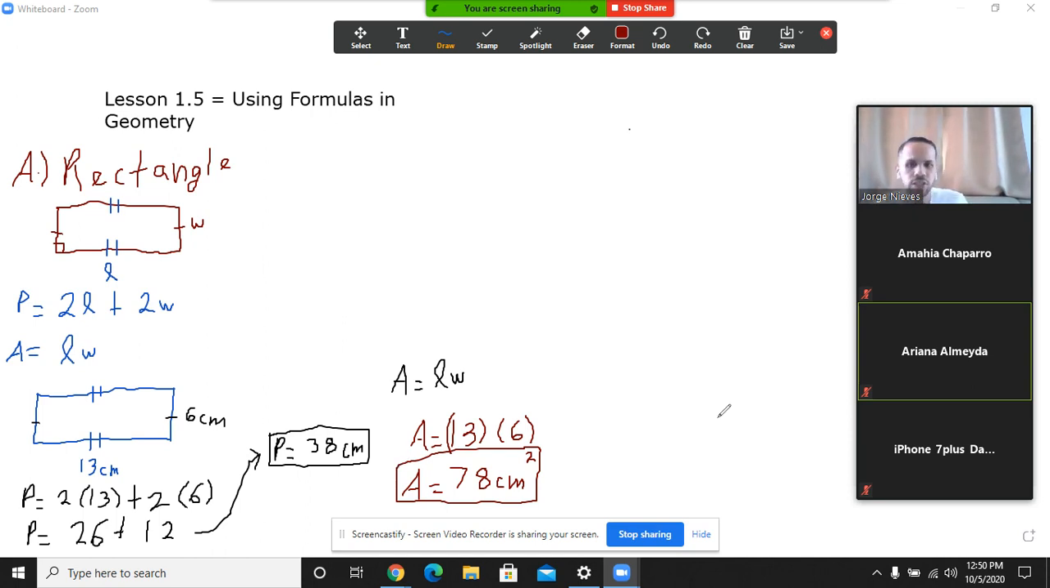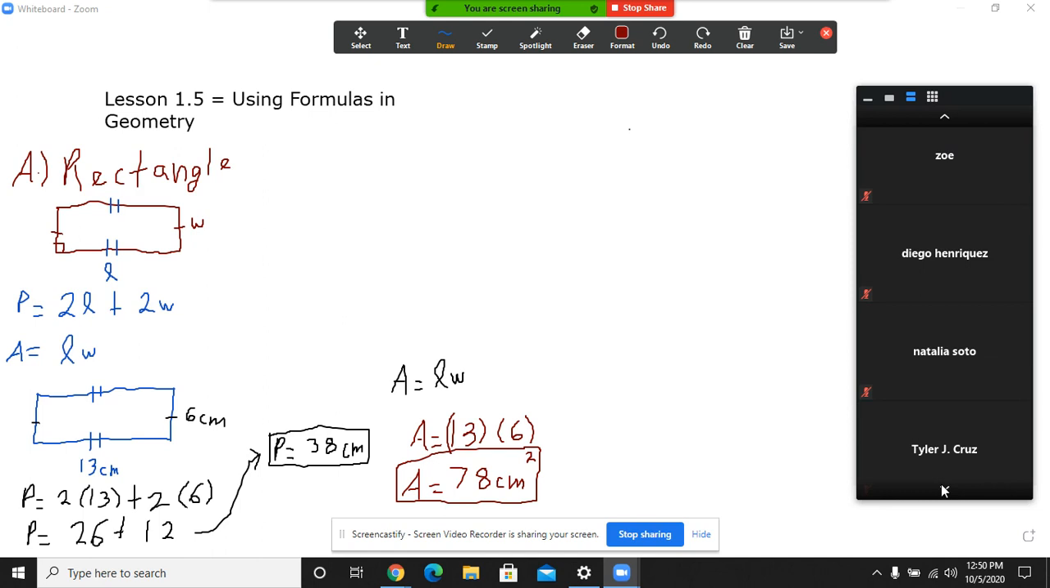This is very basic. You just apply the formula and do the problem, and you're gonna have the perimeter and area. Any questions about this so far?